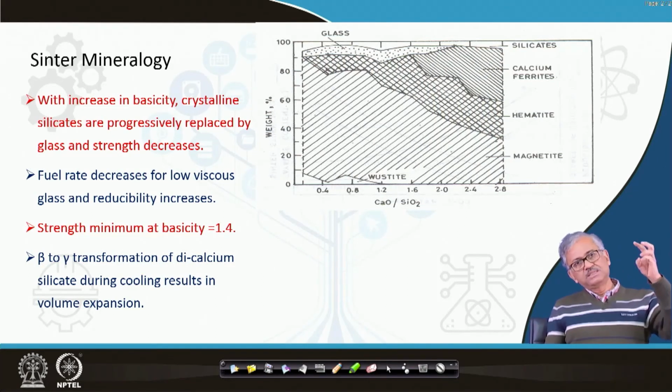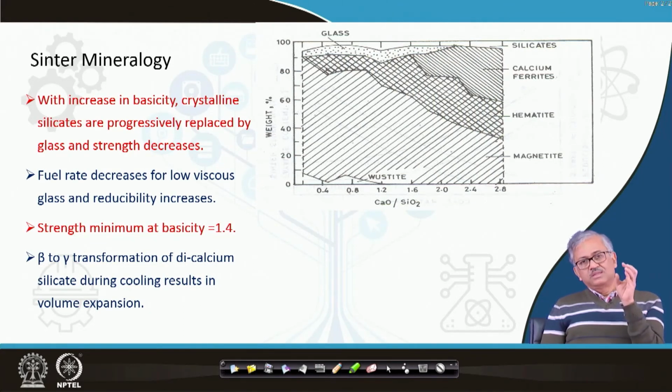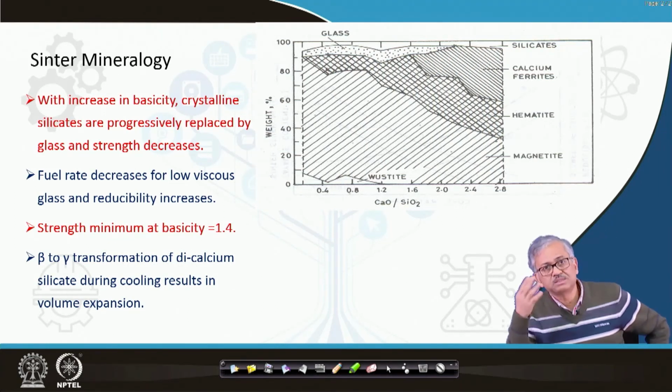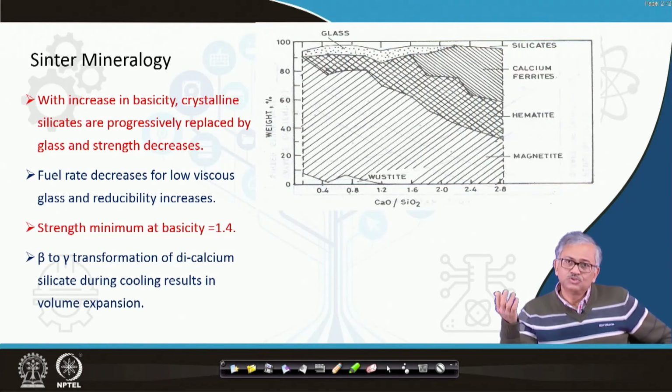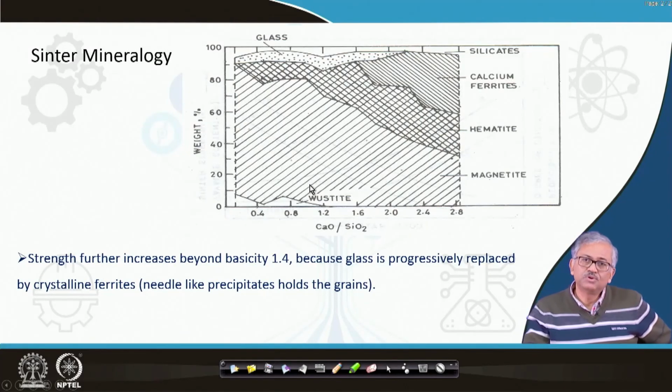So, acid sinter strength is very high, although reducibility is less, but when you go on increasing the lime, then its strength decreases, reducibility increases, but the strength becomes minimum at a CaO/SiO2 ratio of 1.4, because at that point dicalcium silicate makes a phase transformation from beta to gamma. As a result, it gives a volume expansion, it becomes fragile. But if you further increase the lime, then the situation becomes different. So, strength further increases beyond 1.4.